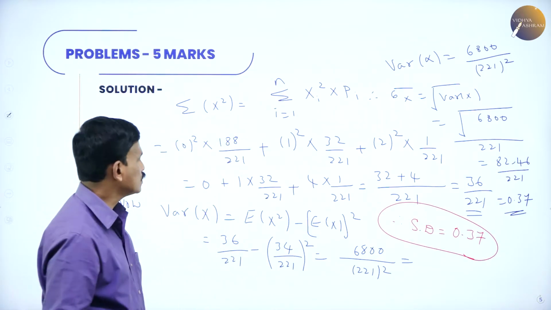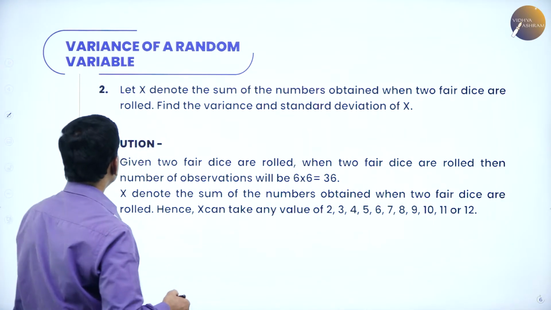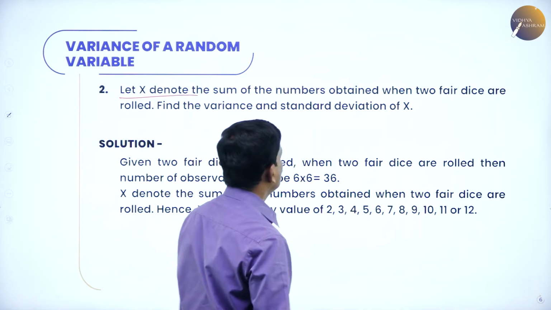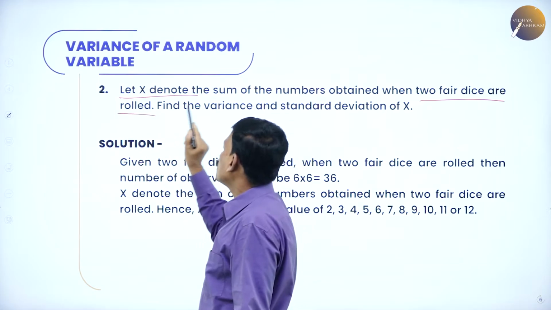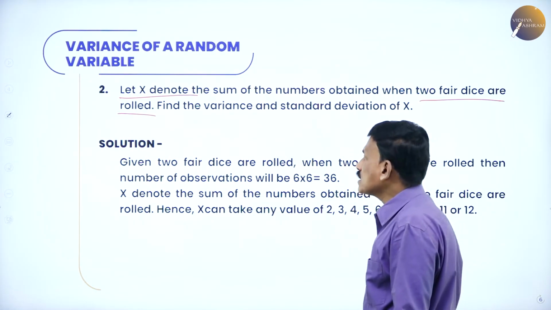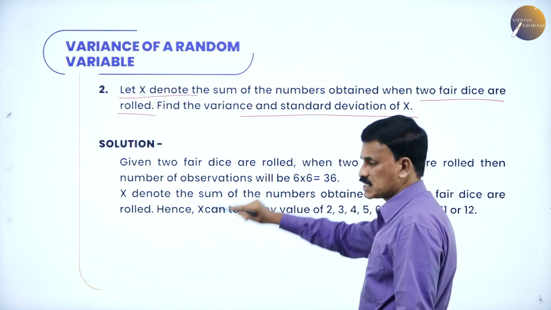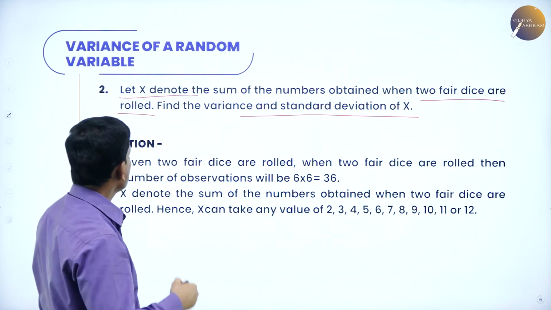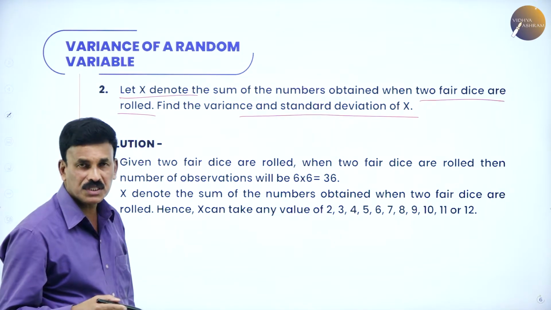Okay. That's it. Now let us come to the next problem. This is also a very important problem. Suppose x denotes the sum of the numbers obtained when two fair dice are rolled. Find the variance and the standard deviation of x. Same type of problems we did in the previous class. So again, the repetition of this type of problem.